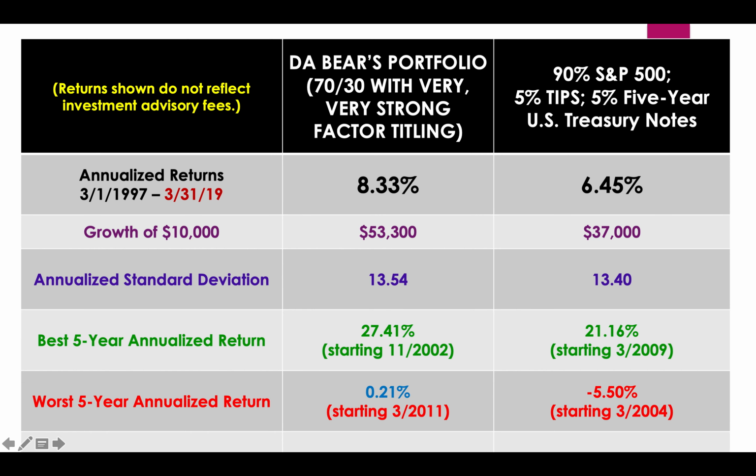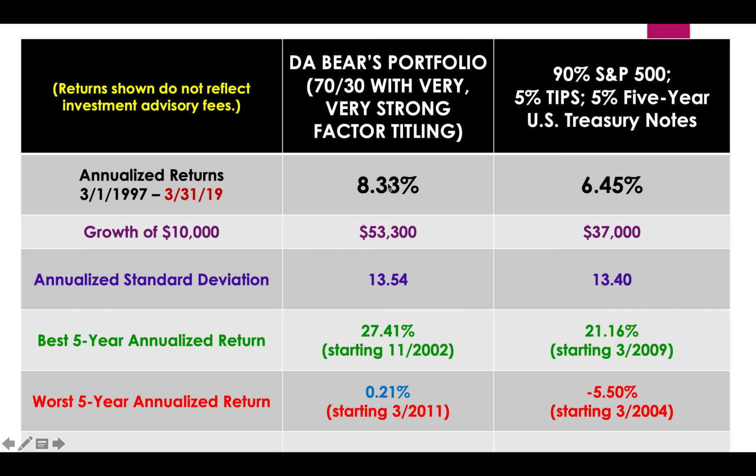Treasury notes. I used a little bit different data on the bonds, but it was pretty close. And I asked, how did that portfolio return from March 1st of 1997, which is the data we have going back to that point, through March 31st of 2019, a year ago? Well, this 70-30 portfolio compared to owning a portfolio of 90% S&P 500, which is about 80% of the total value of the stock market on average, and only 10% fixed income.